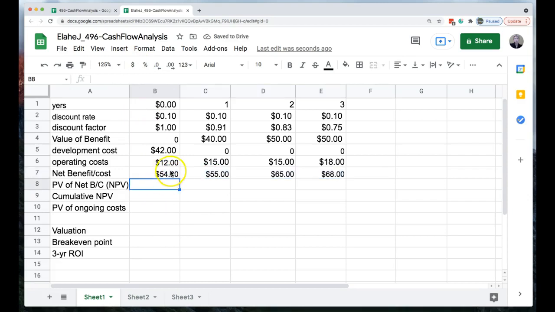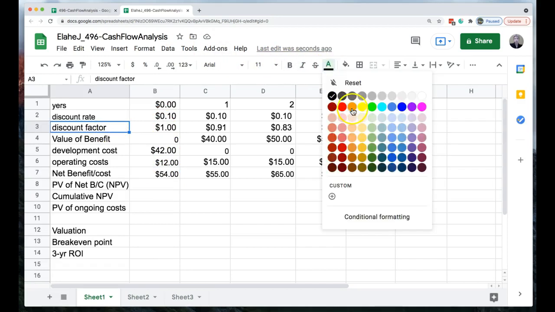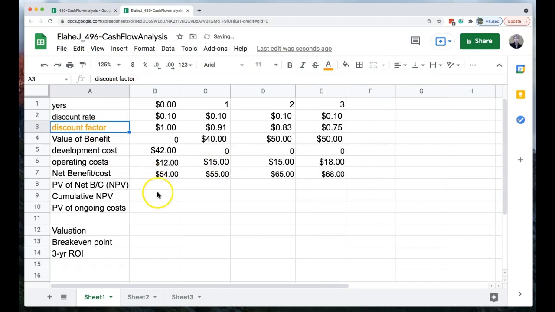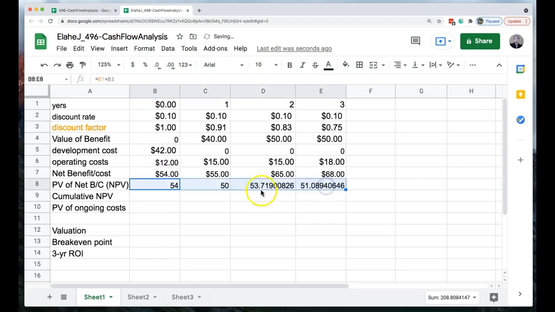Present value, when I want to get the present value of some value that I have, I have to multiply the value by the discount factor. So this is a very important piece of our calculation. Discount factor helps us understand money in terms of their today value. So I'm going to put the formula. I'm going to get the net benefit and cost, multiply it by the discount factor, and obviously for the first year it's the same value because you haven't lost any value.